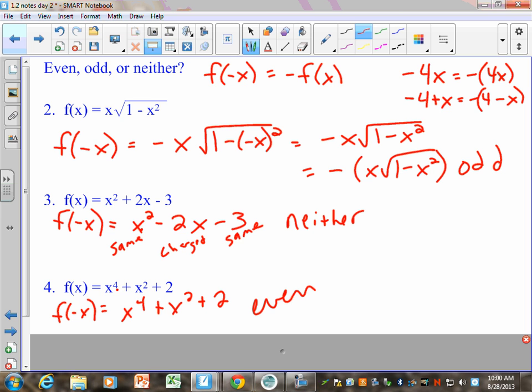Like what if I had x cubed minus 3x? Do you agree if I plugged a negative in for that, this would change to negative and this would change to positive? So if it's odd, everything would change and you could factor that negative out. But a lot of them are going to be neither. Like they're just not symmetric with either one, so half of them change and half of them don't change, which makes it just neither. Does that make a little bit more sense?